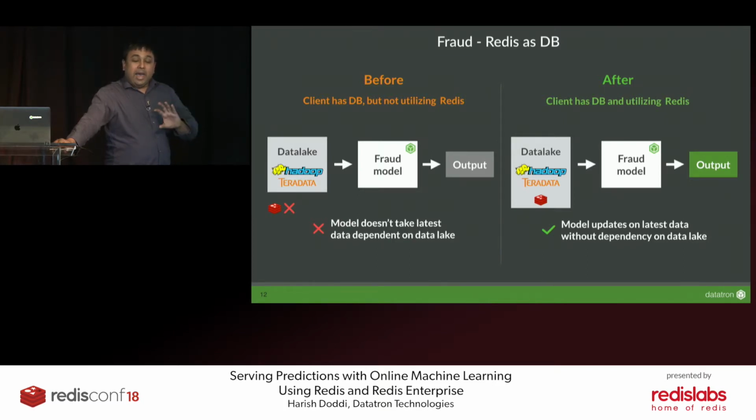Then imagine that your model, instead of relying only on old data, can consider both old data and fresh data and keeps on updating. Typically your data scientists are purely dependent on the data lake, but you can unlock for them the power of the data source directly.